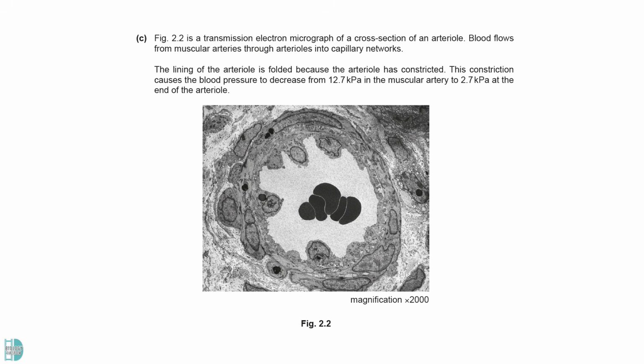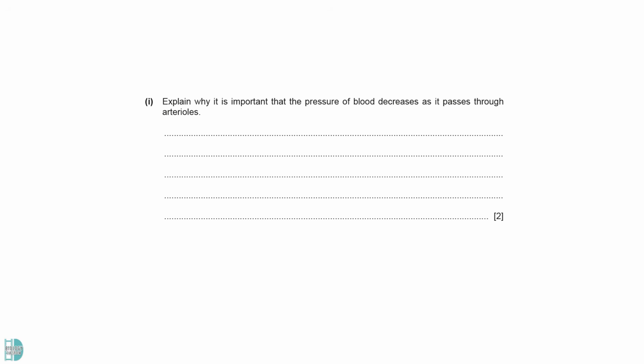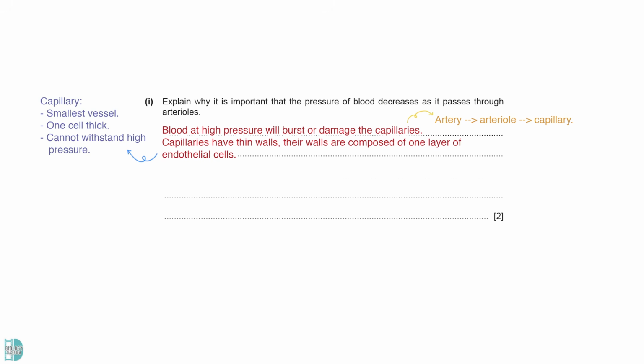Figure 2.2 shows the cross-section of an arteriole. You can see a few red blood cells in the lumen. 1. Explain why it is important that the blood pressure decreases as it passes through arterioles. Arterioles deliver blood to the capillaries. If the blood pressure remains high, capillaries may burst. Capillaries are the smallest blood vessels that we have, with very thin walls that are composed of only one layer of endothelial cells. It is not made to withstand high blood pressure.